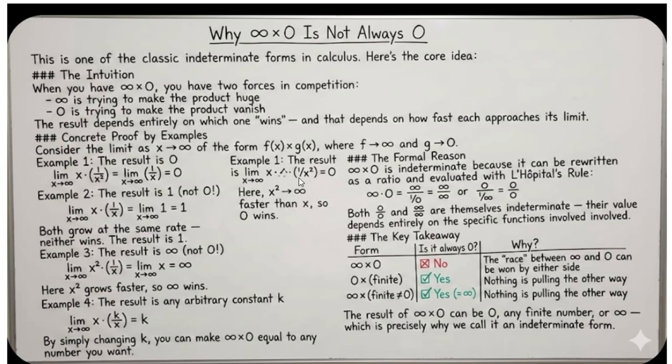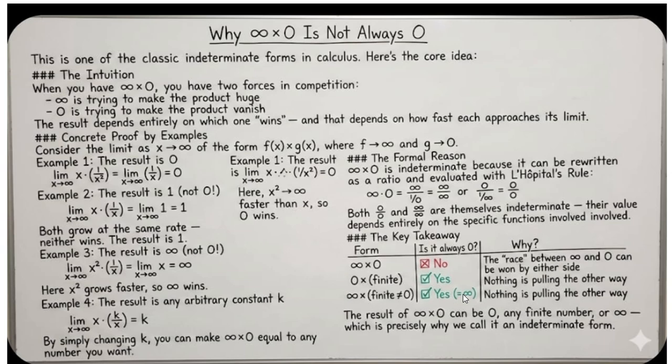Otherwise we can rewrite it like this: infinity into 0 can be written as infinity divided by 1 over infinity. Then you can apply L'Hopital's rule and solve it. See, why can infinity multiplied by 0 not always give 0? Because 0 into a finite value gives 0, but infinity into a finite number, if that number is not equal to 0, you can get infinity.